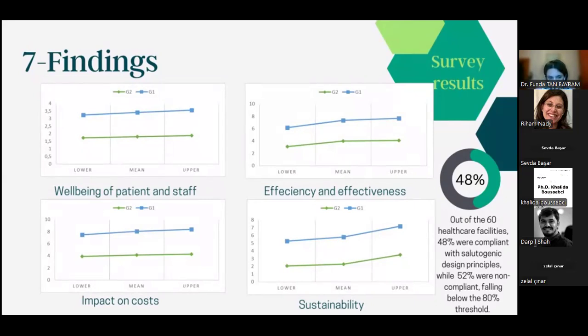Also, for both groups, there is a positive effect on overall costs, with group 1 showing a slightly stronger effect. Finally, in terms of facility sustainability, group 1 has a higher average effect with 3.5 compared to group 2 with 2.3, indicating a stronger impact on the overall sustainability of the facilities. These findings suggest that the implementation of salutogenic design principles can have a significant positive effect on multiple aspects of healthcare facilities, which supports the aim to explore the effect of salutogenic design principles in healthcare facilities.